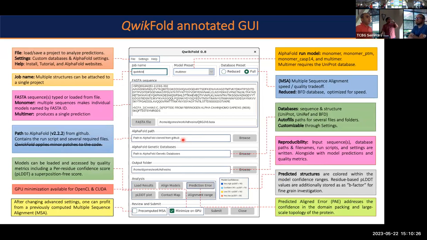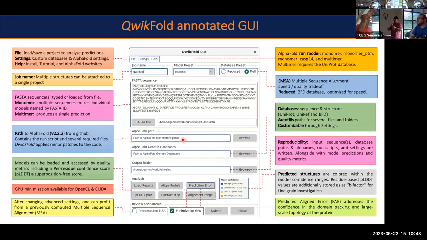So you call it QuickFold, 0.8. QuickFold, yeah. What's the latest version of QuickFold? 0.9. Yeah, okay. I have to update the figure. So it must go to 1.0, right?